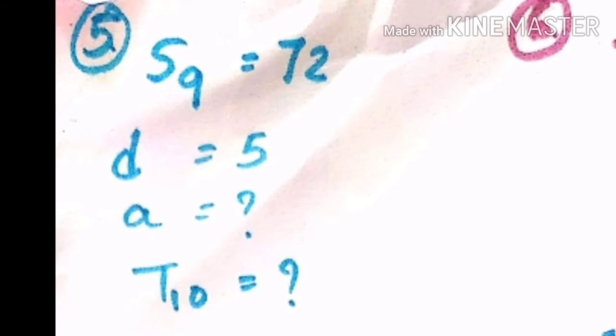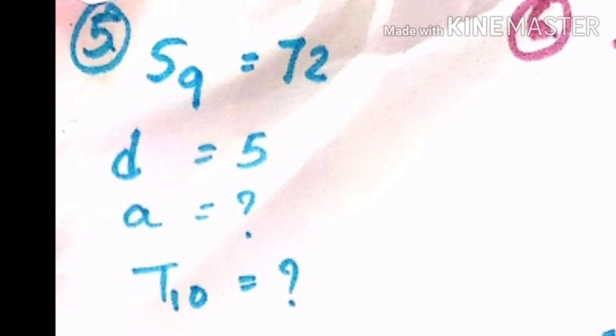Now taking next question, question number 5. If the sum of the first 9 terms of an AP is 72 and the common difference is 5, find the first term and the 10th term of the AP. It means S9, the sum of 9 terms, is equal to 72 and common difference d is equal to 5.